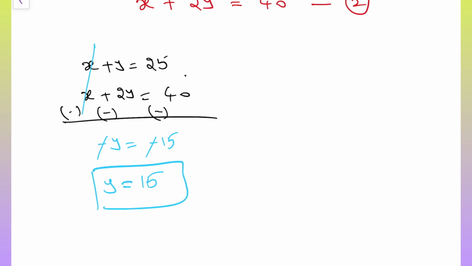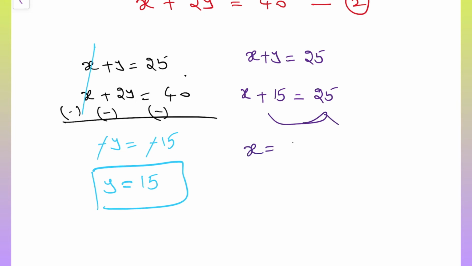So y we took as the number of 100 rupees notes, right? So 15 hundred rupee notes are there, or she received. Now this y value I will substitute in any one of the equations. I am taking the first equation, x plus y equals 25. x plus y value, we got as 15, equals 25. Taking plus 15 to the other side, it becomes minus 15. x equals 25 minus 15, which is 10. So the x value is 10 and the y value is 15. The x value is the number of 50 rupees notes, and the y value is the number of 100 rupees notes.